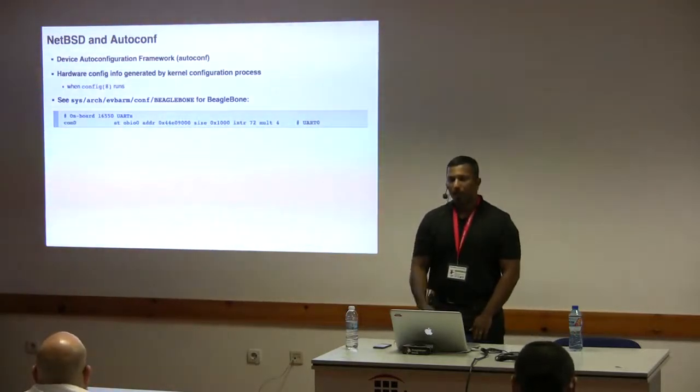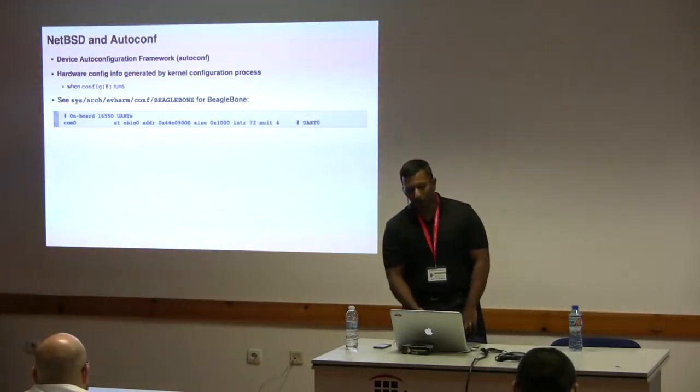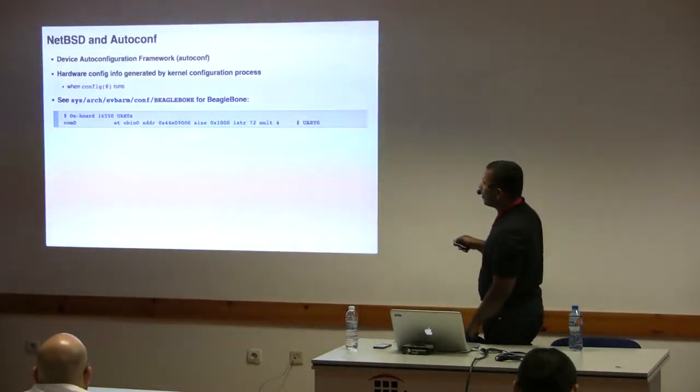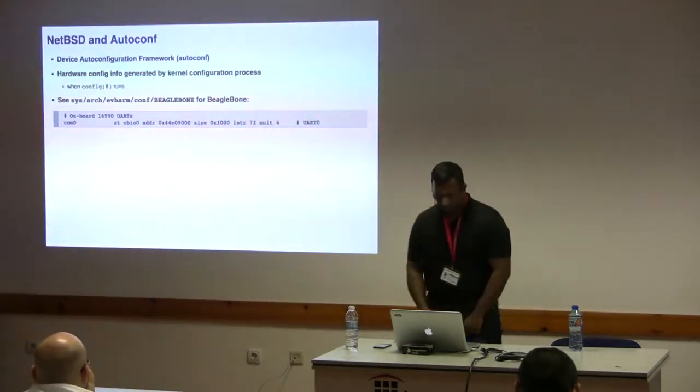So here's a snippet from the top-level BeagleBone config file in NetBSD. And you can tell that it has basically the same information. So it has the same address, 44E09000. And it's mapped for 4K. It's using interrupt 72, and it's accessing things at 4-byte boundaries.